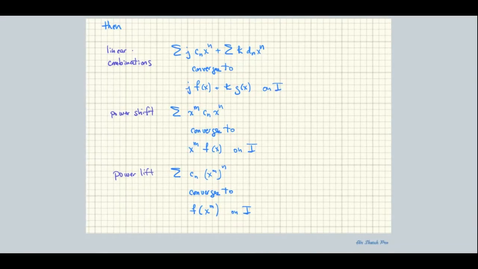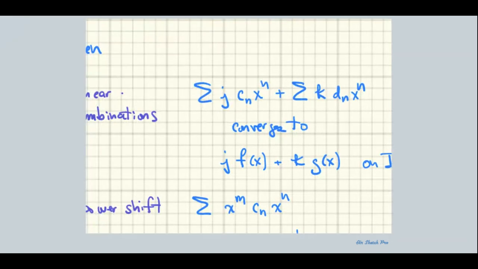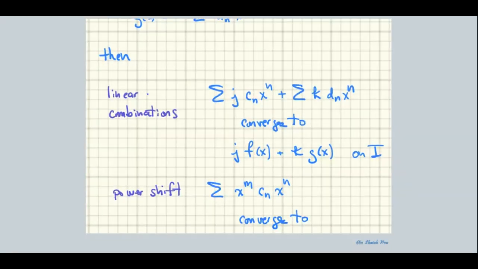Okay? There are three big ones, and let me frame these in. The first one's the obvious one. We had linear combinations. And for the linear combinations, what we're looking at is we're multiplying the first series by some constant j inside, and the second series by some constant k. And that's just a linear combination, and that will converge to j times the first function plus k times the second function, which is kind of boring. But what it basically means is, yeah, we can hit these things with constants and add three of these plus five of those, and end up with three times the function plus five times the other.